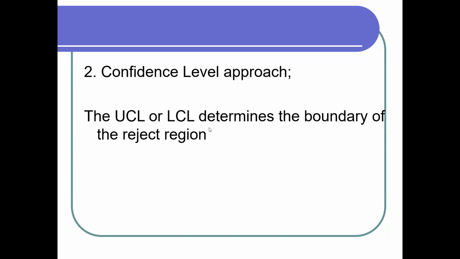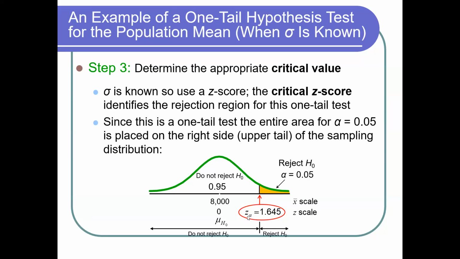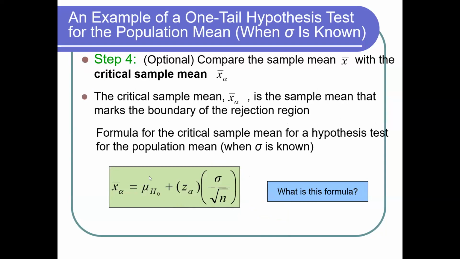And then we have a confidence level approach. It's very similar to what we did in the previous chapter. The null hypothesis is the average light bulb life is less than or equal to 8,000 hours, but we actually think it's greater. So we still use the same alpha level 0.05, and we will use the critical z-score to calculate the confidence interval. On this side, we only have one tail, so we will only calculate the upper limit of that one tail.